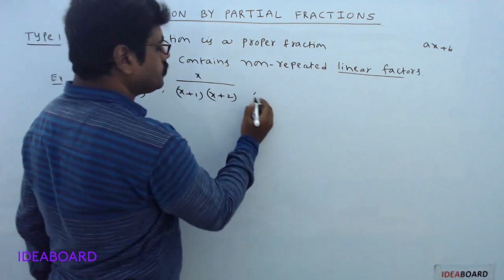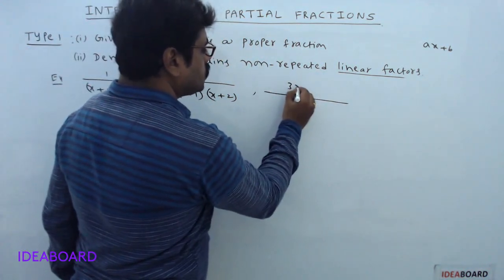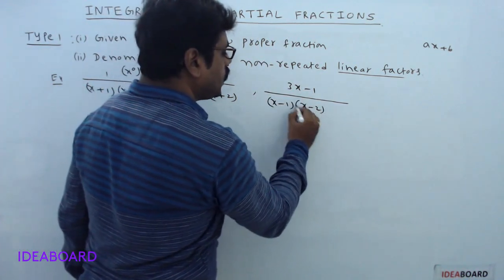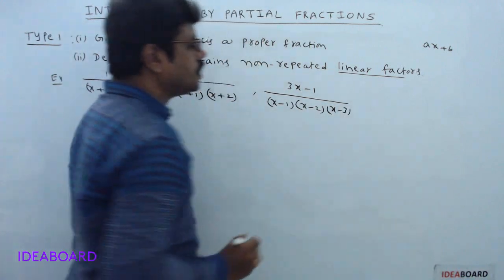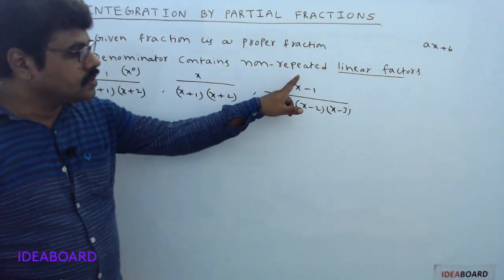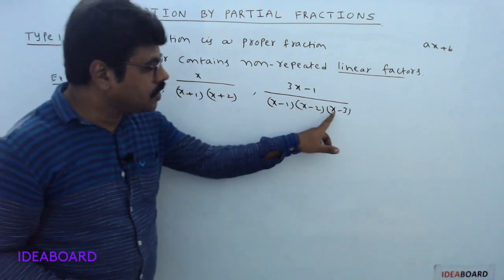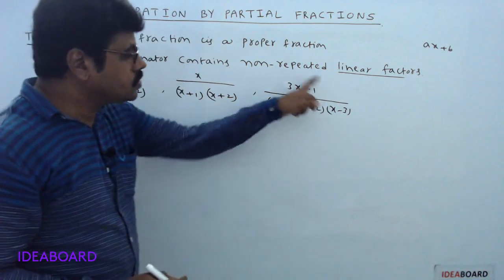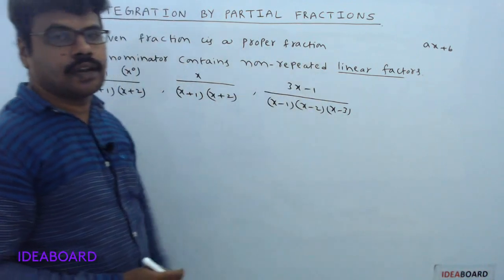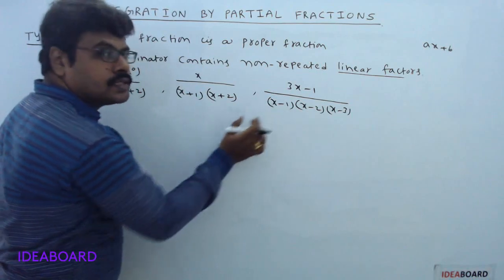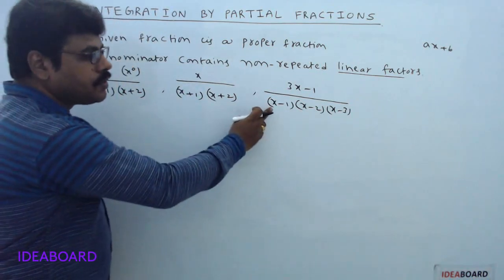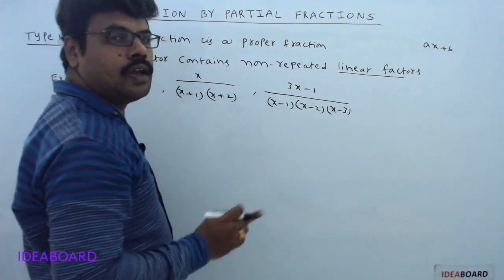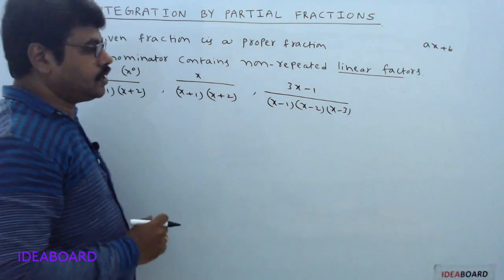Now, take one more example. Suppose (3x minus 1) divided by (x minus 1) into (x minus 2) into (x minus 3). Now, degree of numerator is 1, degree of denominator is 3, degree of numerator is less than degree of denominator. So, it is a proper fraction. Next, x minus 1 is a linear factor. Is it repeated anywhere in its denominator? No. So, x minus 1 is called a non-repeated linear factor.